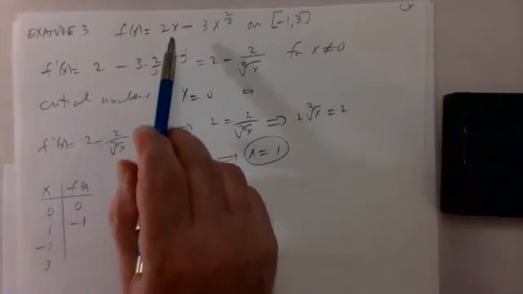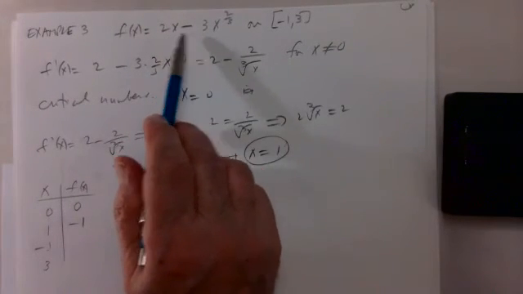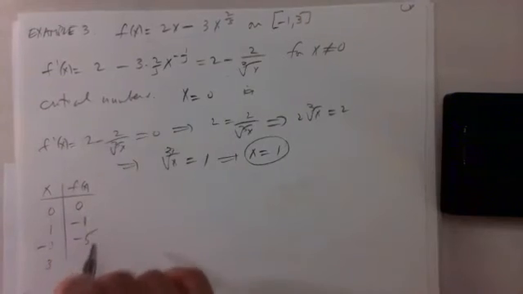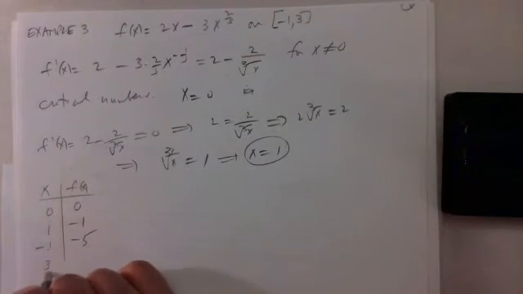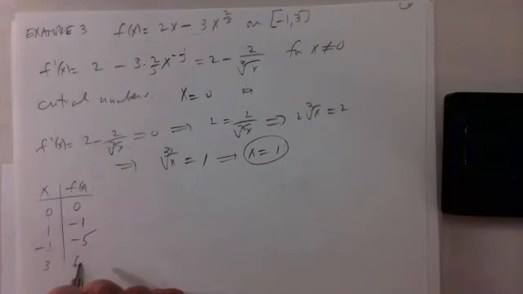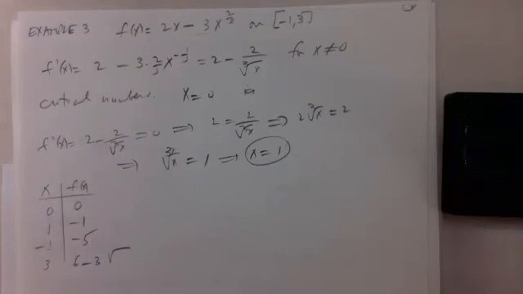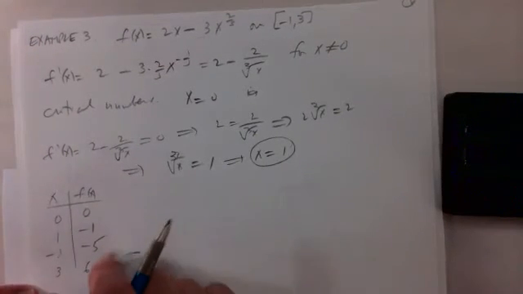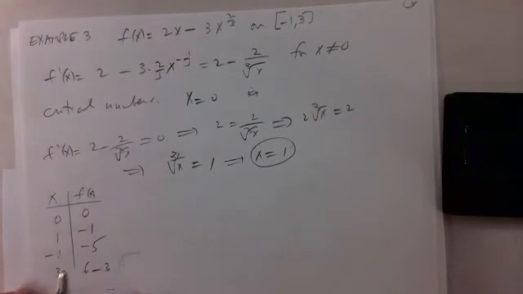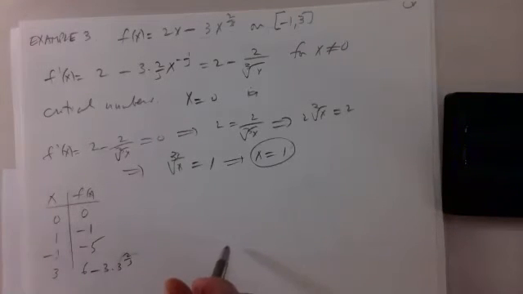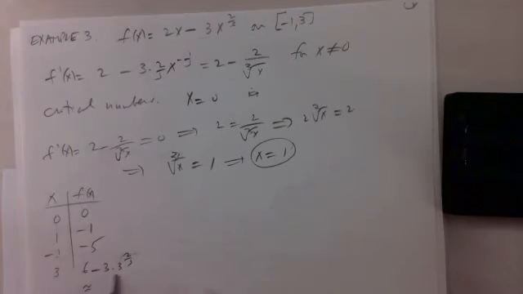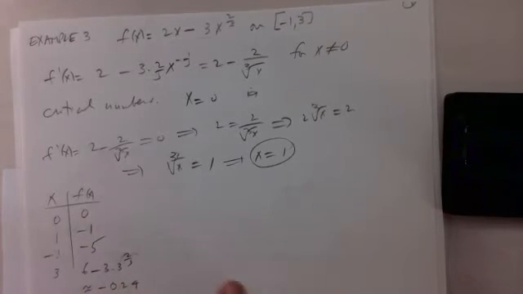So we get 2 times -1, which is -2 minus 3, is -5. And when x is equal to 3, we get 2 times 3, which is 6, minus 3 times the 2/3 root of 3, which, if you use your calculator or look at the book, is approximately minus 0.24.